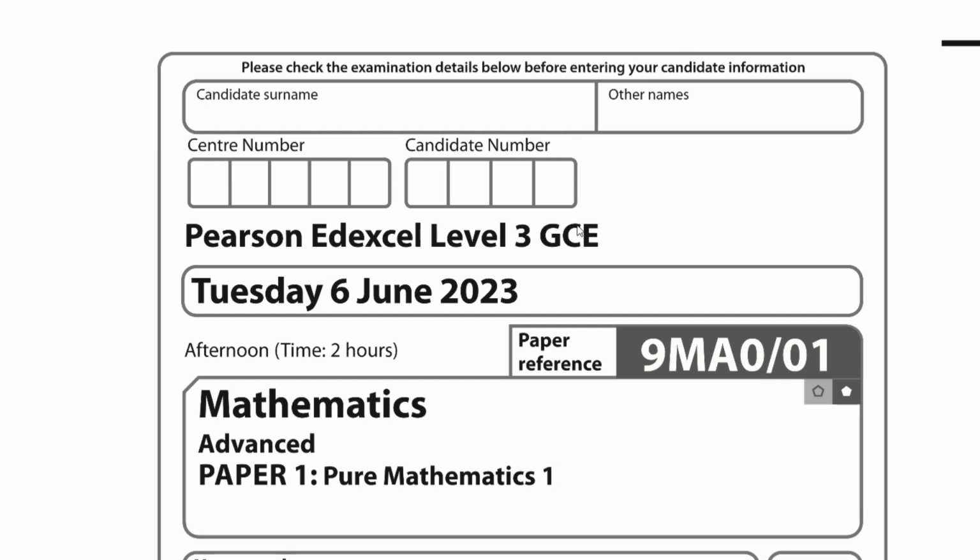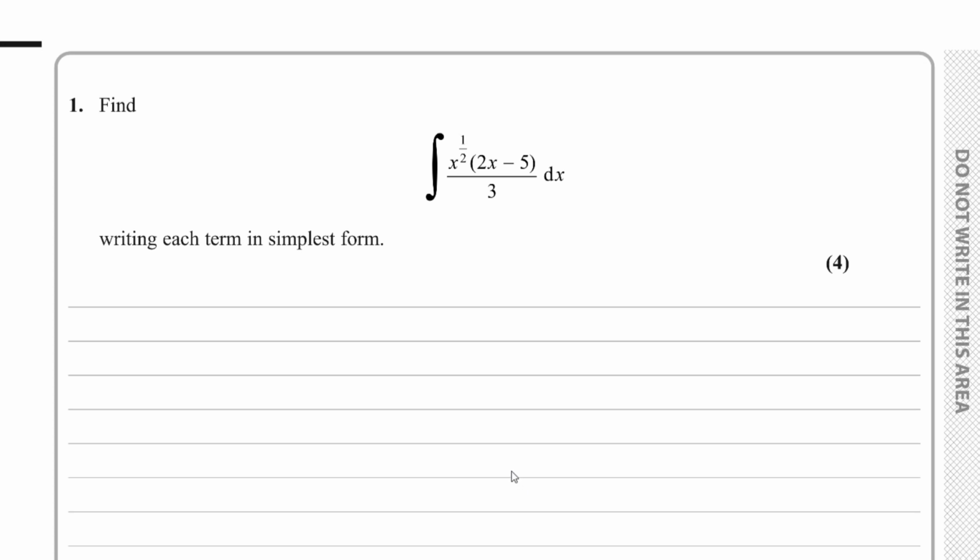This is the EdExcel A-Level Maths Paper 1 from the 2023 series, and in this paper we will be taking a look at the pure section. Question number 1. We have to find the integral of x to the 1/2 multiplied by 2x subtract 5 all over 3 with respect to x, writing each term in simplest form.